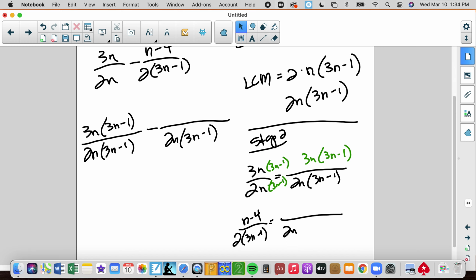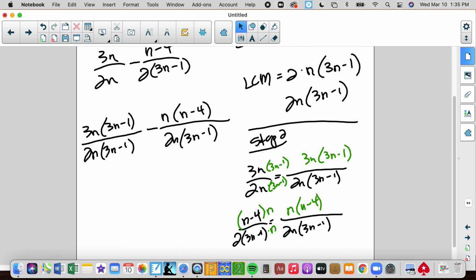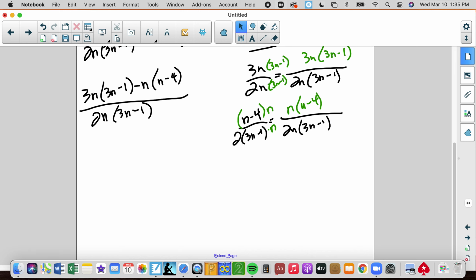So what's this missing? This is missing an n. So we're going to multiply that by n. So we get n times the quantity n minus 4. Now, as always, now that we have like denominators, let's put everything up in the numerator over one denominator. Now we have to simplify.